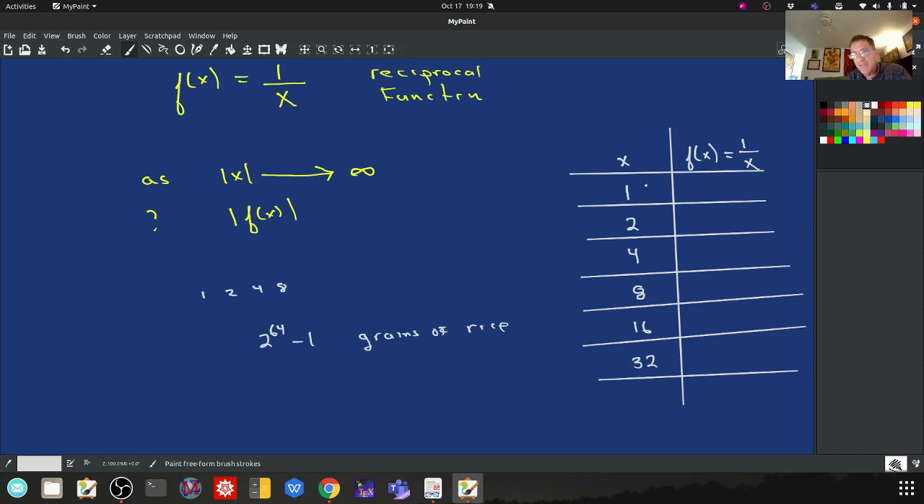So let's figure out our values of f of x as x doubles each time. So 1 divided by 1 is 1, then 1 divided by 2. I have a hand that has a mind of its own. Now x is 2, so 1 half. x is 4, 1 fourth. Notice I'm getting smaller. Smaller still. Smaller still. And smaller still. So as x gets larger, f of x approaches 0.